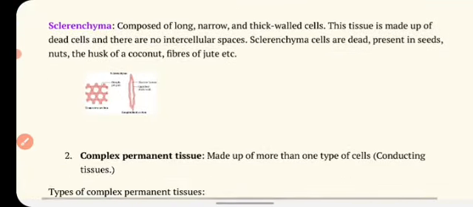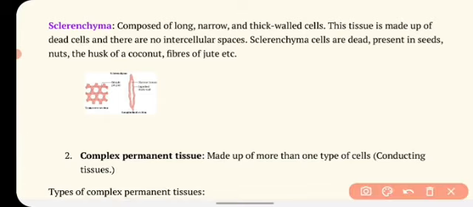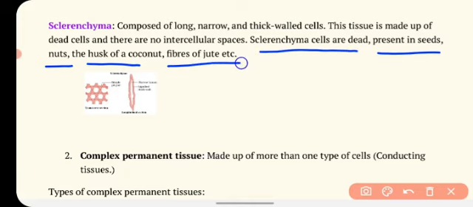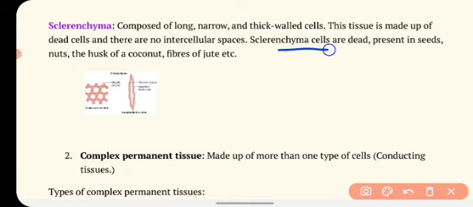The next kind of simple permanent tissue is called sclerenchyma. Sclerenchyma is composed of long, narrow and thick-walled cells. This tissue is made up of dead cells, so keep in mind that in sclerenchyma the cells are dead and there is no intercellular space. Sclerenchyma cells are present in seeds, nuts, the husk of coconut, fiber of jute, etc. Have you seen this? The fiber present on the husk of the coconut is the sclerenchymatous tissue.